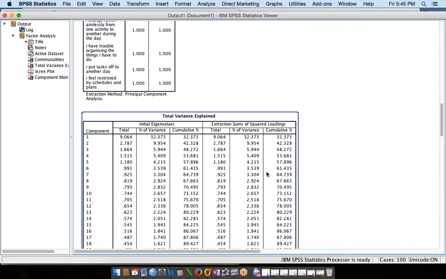And just looking at extraction, it looks like I have 5 factors with an eigenvalue over 1. I have 4 with a percent of variance of 5 or greater: 1, 2, 3, 4. And to get to 70, it looks like I would need 9, which is a lot.